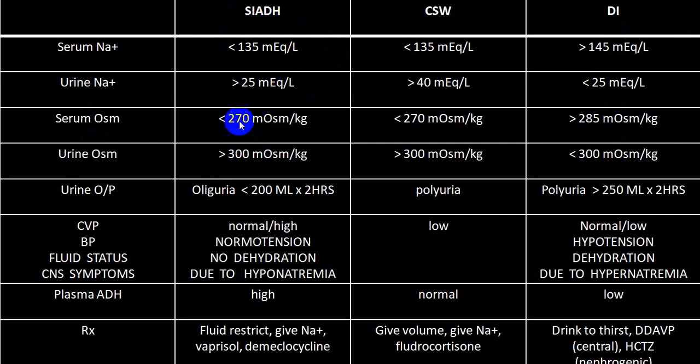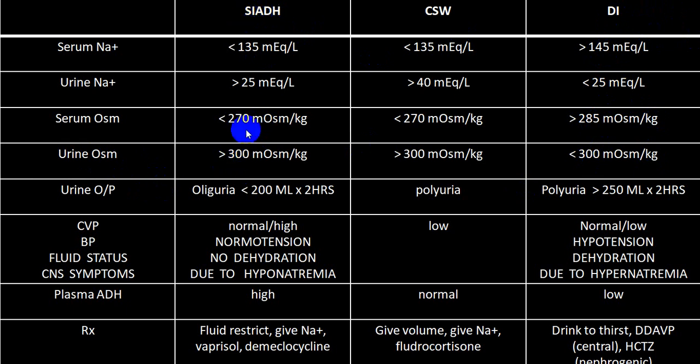So in SIADH, the plasma osmolality, or we call it serum osmolality, is less than 270, while in diabetes insipidus it is more, serum sodium is more, and urinary osmolality is markedly reduced in diabetes insipidus while it is very high, or increased, in case of SIADH.